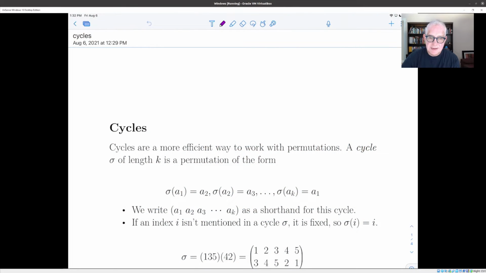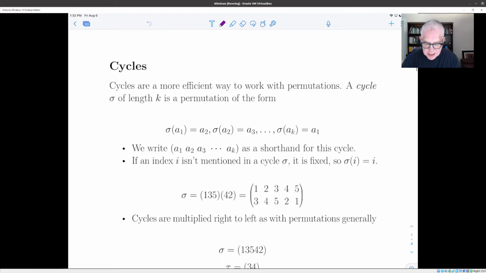So what's a cycle? A cycle is a particular kind of permutation, and a cycle of length k is a permutation which takes, let's say A1 is one of the elements of our set X. It takes A1 to another element A2. It takes A2 to another element A3, and so forth. And then when it gets finally to this element AK, it takes it back to A1. So you can see why this is called a cycle.